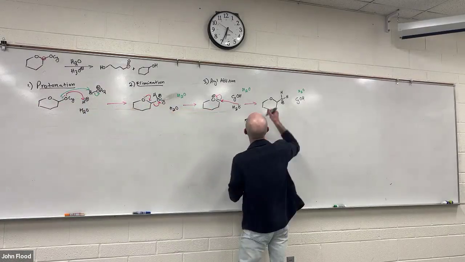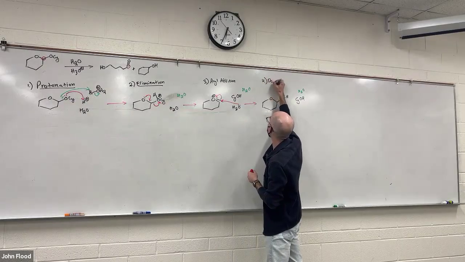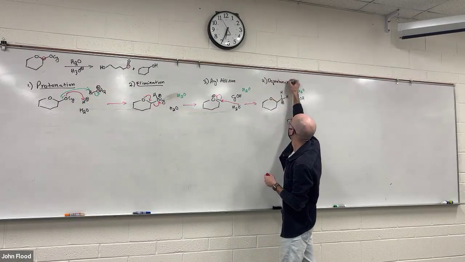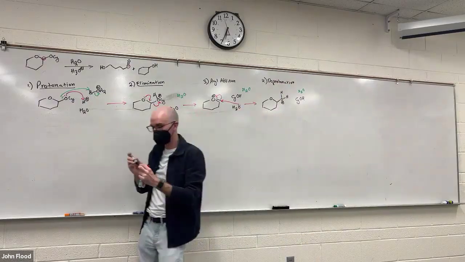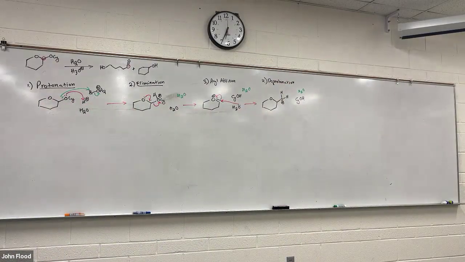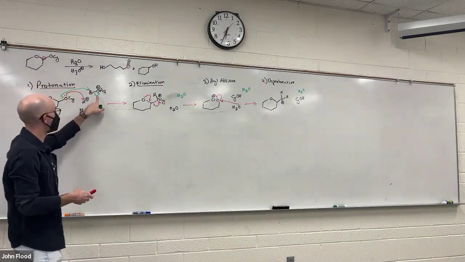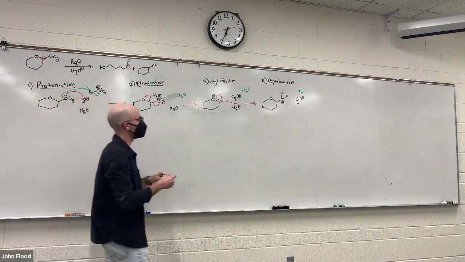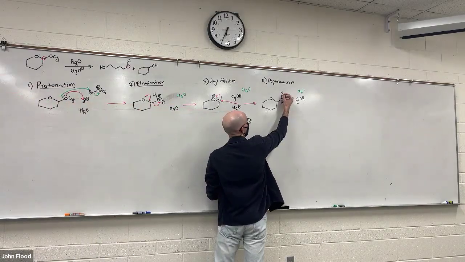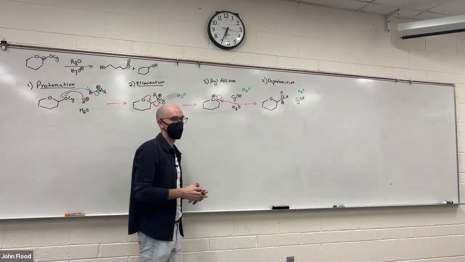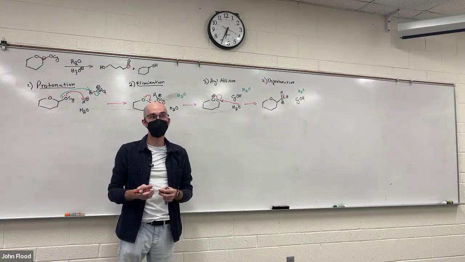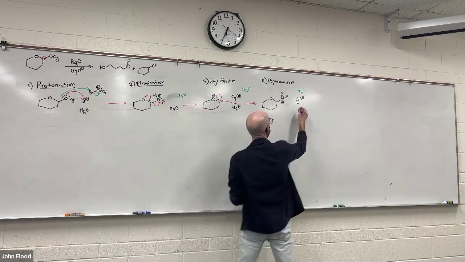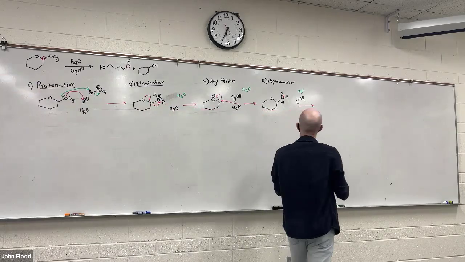In my deprotonation step, I need to show that positively charged oxygen getting its electrons back, just like I see it in every other deprotonation. Here's a deprotonation. Well, this oxygen's getting deprotonated. What is bonding to the hydrogen in order to force this deprotonation?